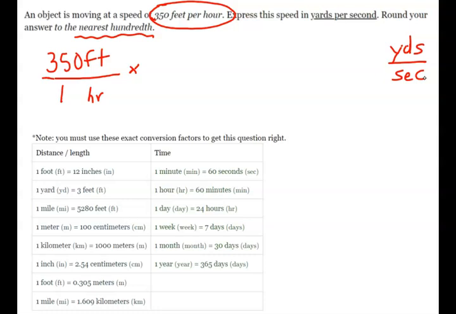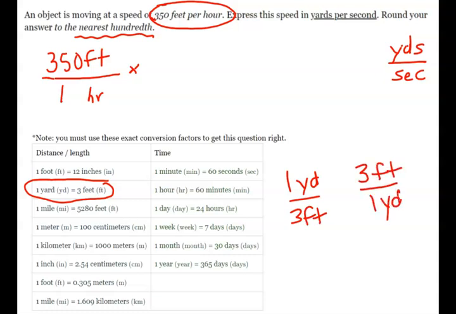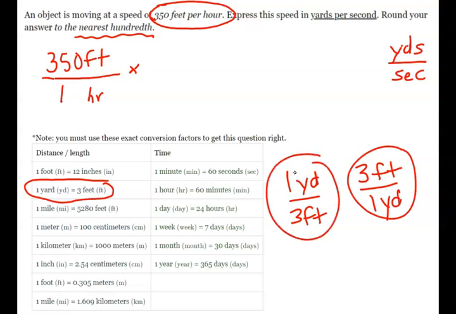So the first thing you need to do is concentrate on turning feet into yards, and then after that, you concentrate on turning hours into seconds. So let's look in our chart here and see if we can find any information about feet and yards. And I see here one single ratio. So 1 yard is equal to 3 feet. But you could also use this ratio in the reverse order. 3 feet is equal to 1 yard.